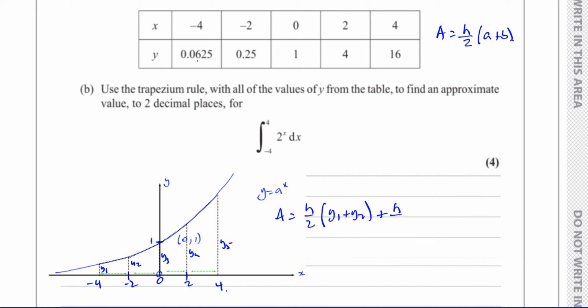If you understand this, you can skip to the next part if you have no problem with this. For the second trapezium, the distance between the parallel sides is h, so it will be h divided by 2 times y2 plus y3.